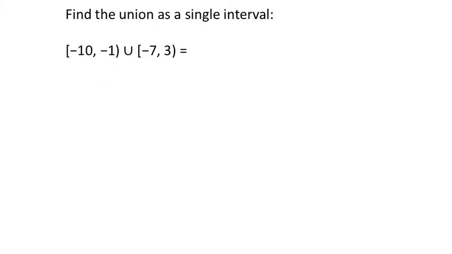All right, we want to find the union as a single interval. How do we know it's a union? Because they got a U right there. As a single interval. Well, this, again, to me, I think this will make better sense on the graph. So let's have a bigger graph than that, though.